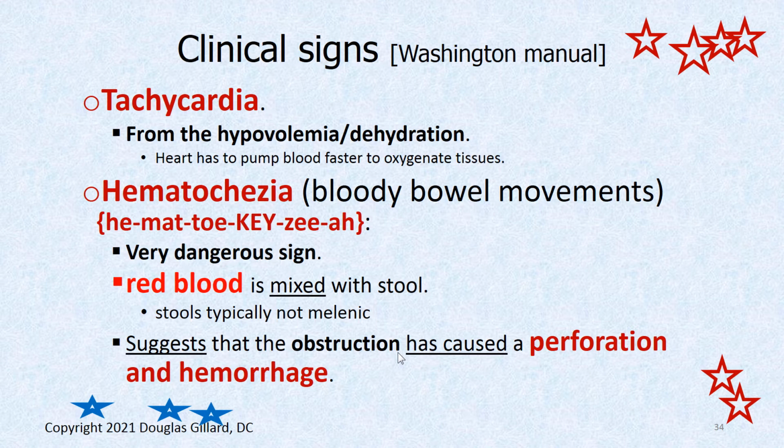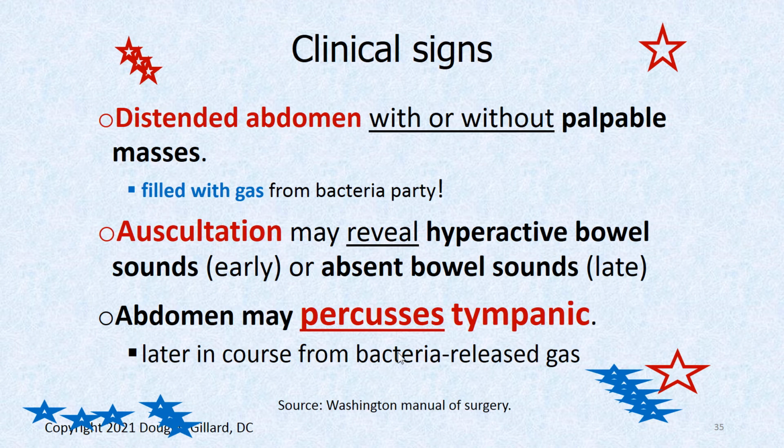Other clinical signs, so tachycardia, that's from the hypotension. Hematochezia is a really bad sign. If you start having red blood come out, that means that you're bleeding. That means you've perforated into the intestinal wall and tapped into some blood vessels, and the blood is leaking into the intestine. That's a bad sign. Distended abdomen, so you're going to get the abdomen all filled up with gas because of all the new bacteria that are popping up producing gas, so you get distension.